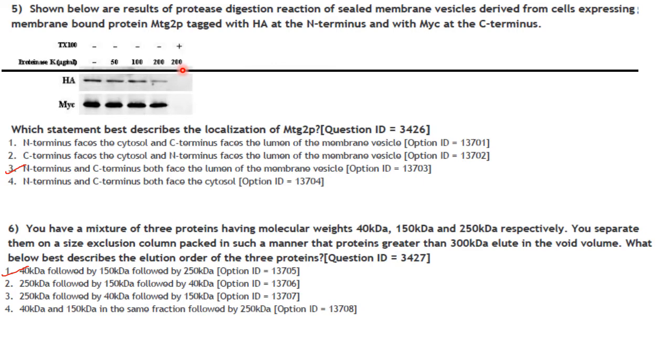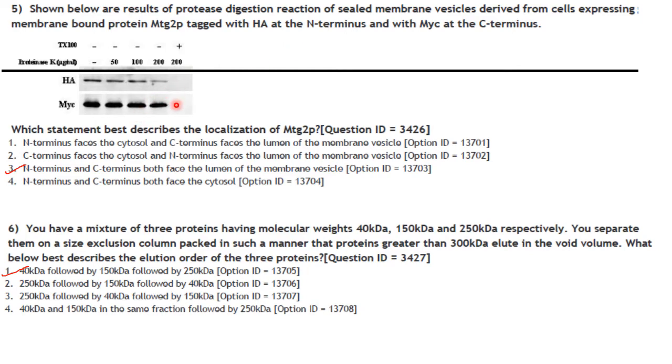This shows that both the N terminus, tagged with HA, and the C terminus, tagged with MYC, are facing the lumen of the membrane vesicle. So the answer is N terminus and C terminus both face the lumen of the membrane vesicle. If they were facing the cytosol, they would have been degraded at different concentrations of proteinase K itself, but it is not so. Only upon treatment with Triton X100 is the membrane broken and the protein N terminal and C terminal regions exposed.